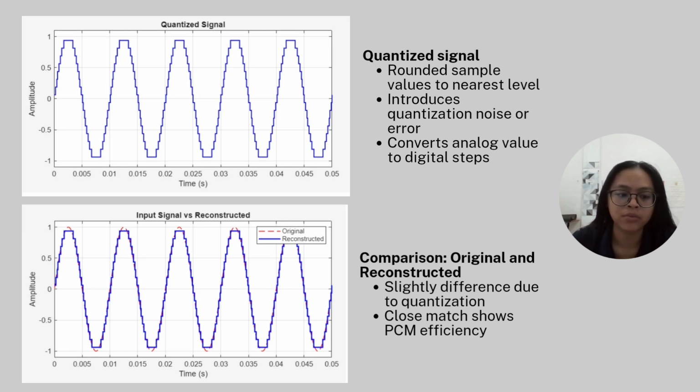To conclude, PCM involves sampling, quantization, and encoding, and it's widely used in digital audio, telecommunications, and data storage. Despite some small errors, it's a very effective method for converting analog to digital.